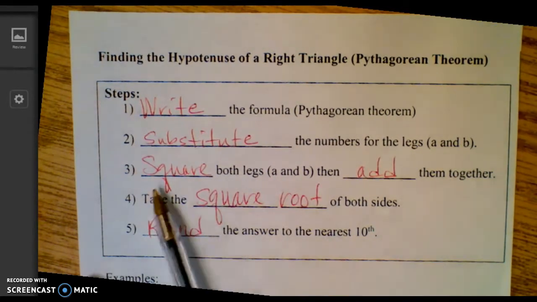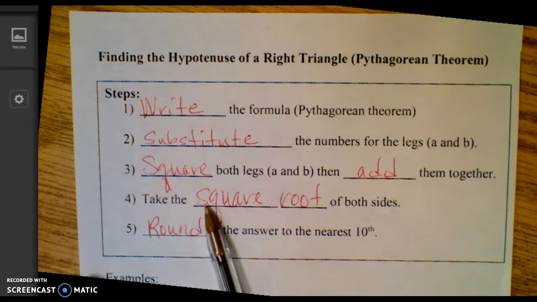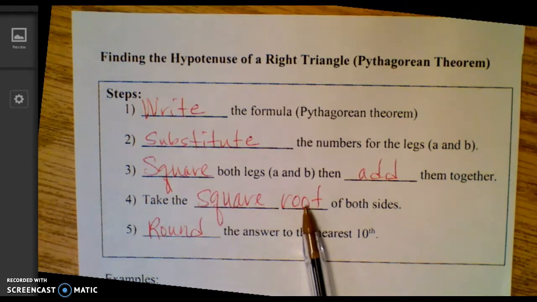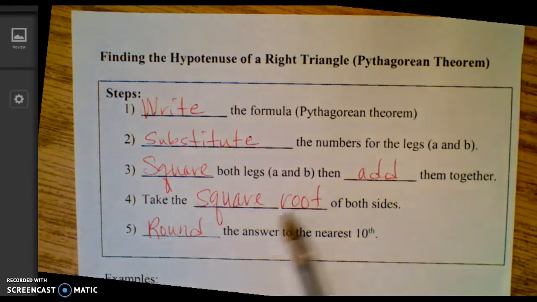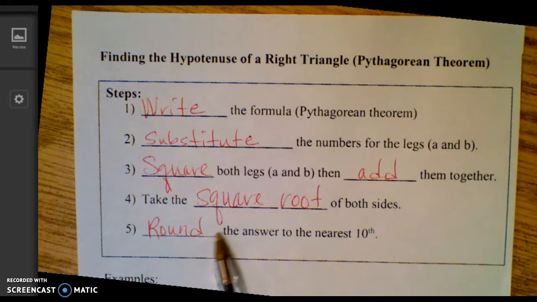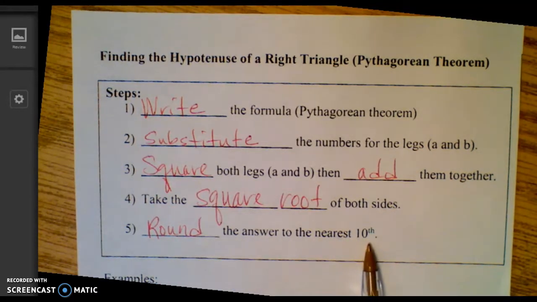The difference is at the very end, you need to solve for x, the missing quantity, which is going to be our hypotenuse today. So to do that, you will need to take the square root of both sides. And as you know, sometimes square roots do not come out exact, so you will have to round your answer. And typically you're going to round to the nearest tenth.